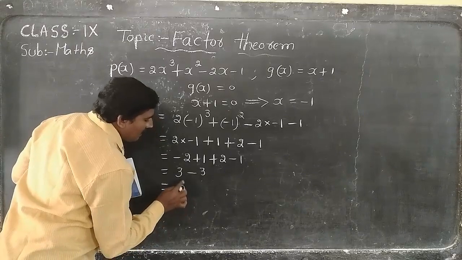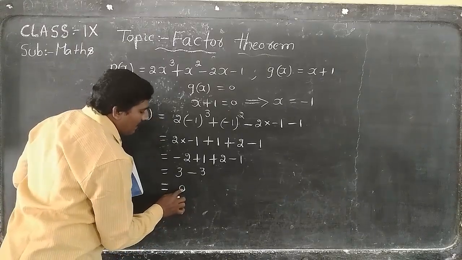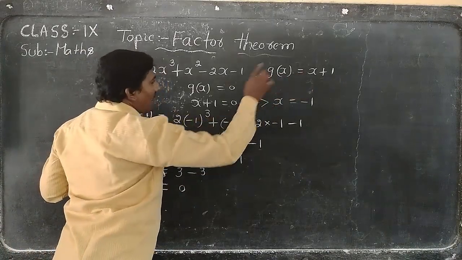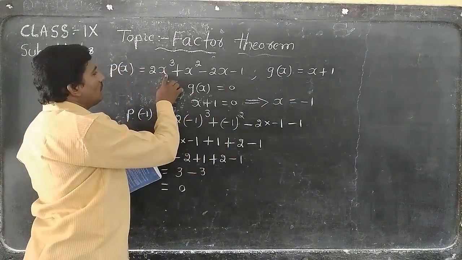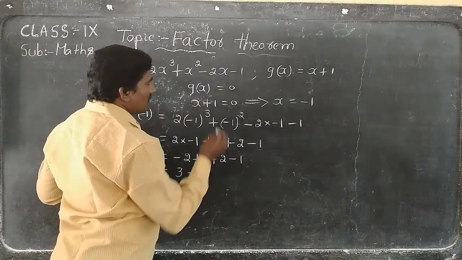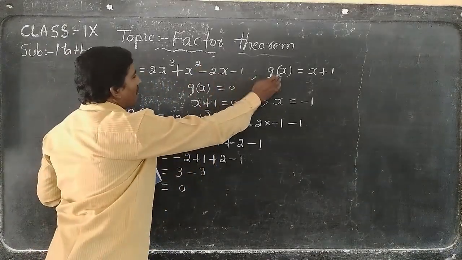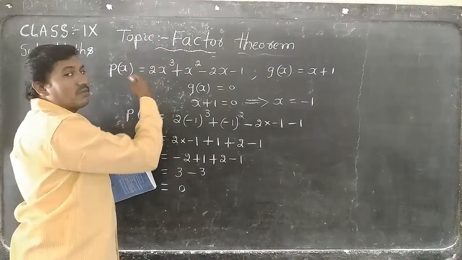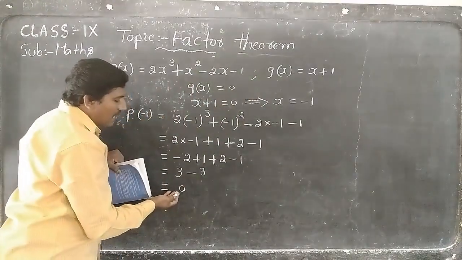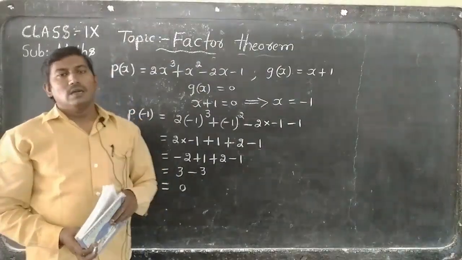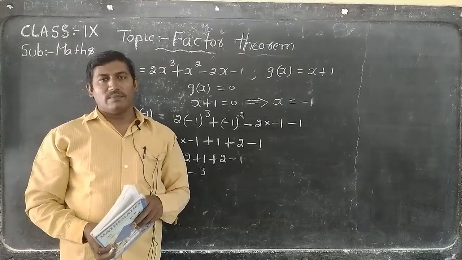So we got here final remainder as 0. Here x plus 1 is a factor of 2x cube plus x square minus 2x minus 1. So g of x is a factor of p of x. Why? We got here remainder as 0. We discussed a few problems here using this theorem, factor theorem. Thank you.